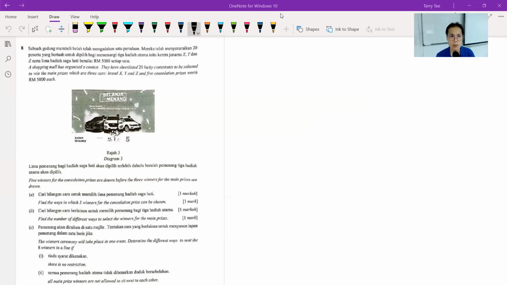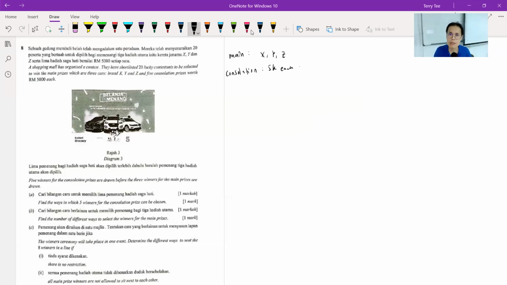Okay, so number 1, we know that there are 3 main prizes. The main prizes will be a car, either X, Y, or Z. And then the consolations are all the same, worth 5,000 each, 5K each. So the thing about the consolation prize is the order is not important. Whether you are the first person who got the consolation prize, or the second or third person, you still get 5,000.